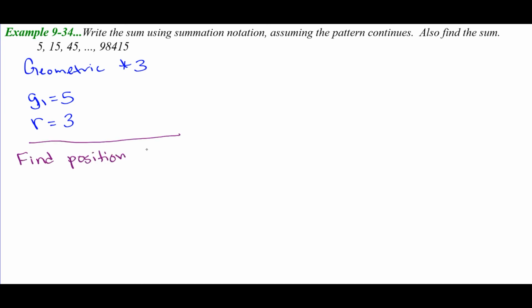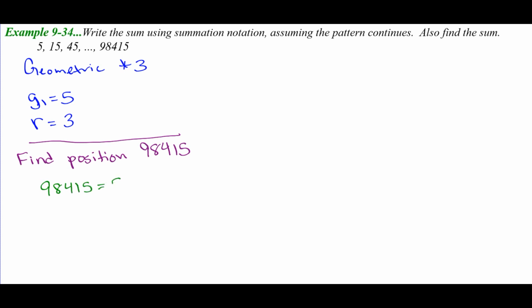Here's a similar example. We're going to write this using summation notation, and then assuming the pattern continues, we're also going to find the sum. So when I look at this, I'm going 5, 15, 45. So this one appears to be geometric, and I'm multiplying by 3. So again, what do I know? I know that my first term is 5. I know that my constant ratio is 3. What I need to know is the position of this last term. So we're going to find the position of 98,415. So remember, to do that, we're going to use the explicit formula.